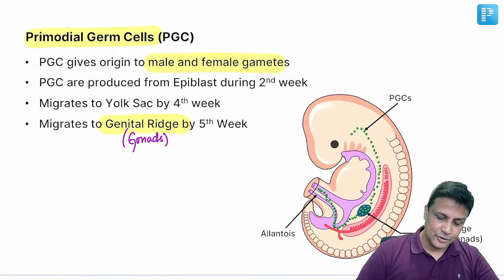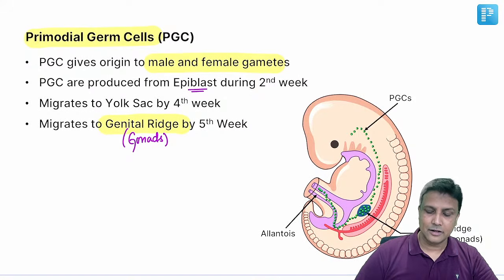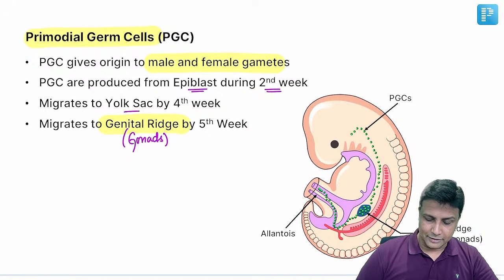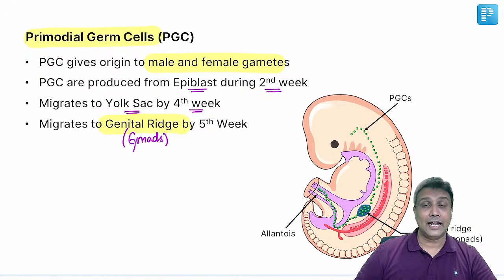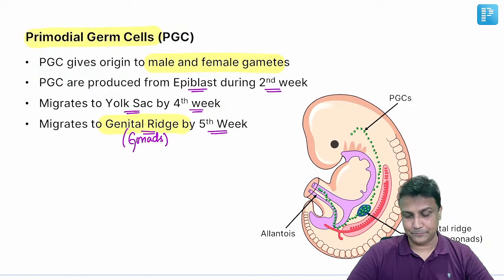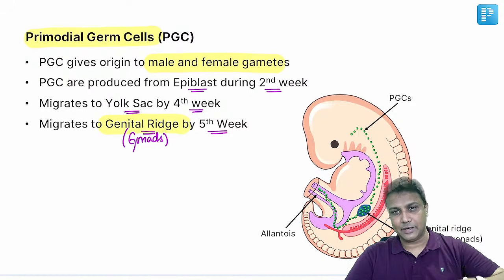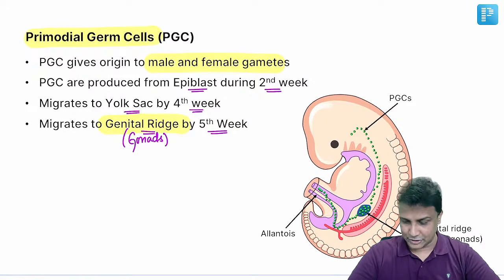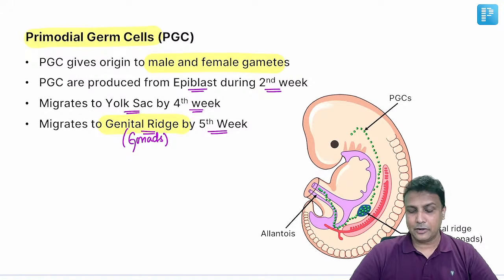First point already asked in your exam, primordial germ cells are produced from where? Answer, epiblast. When it is produced, second week. From there, they will go to yolk sac by fourth week. Okay, and then from there, they are going to migrate to genital ridge by the end of the fifth week here. ये भी सवाल आपके एग्जाम में पूछा गया था. So they are migrating from the epiblast to the yolk sac, and from the yolk sac, they'll be finally going to the genital ridge.